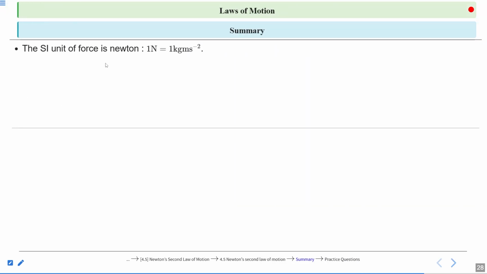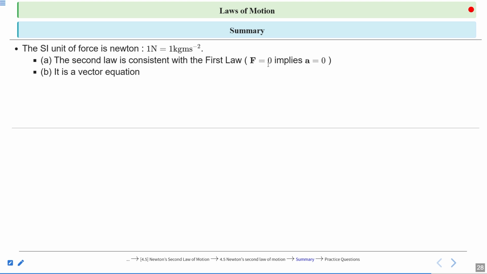The SI unit of force is Newton. 1 Newton is equal to 1 kg meter per second square. The second law is consistent with the first law. So F is equal to 0 because according to Newton's first law, the net external force on a body is equal to 0. So that implies acceleration is equal to 0. Yes or no?